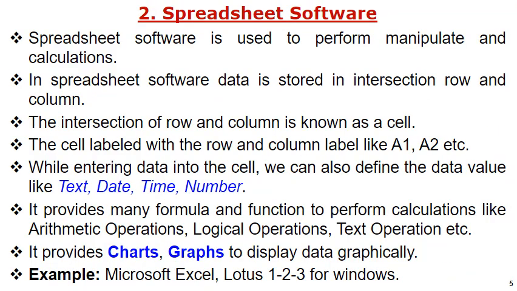Now, the second category of software is known as spreadsheet software. Spreadsheet means a collection of sheets that are integrated and manipulated by using the software. Spreadsheet software is used to manipulate collections of multiple sheets as well as for calculation purposes. Its data is stored at the intersection of rows and columns. A sheet is actually made up of rows and columns. The intersection of a row and column is known as a cell.